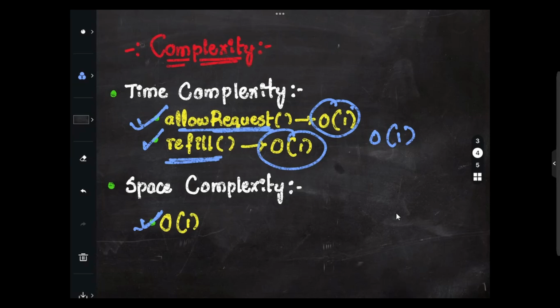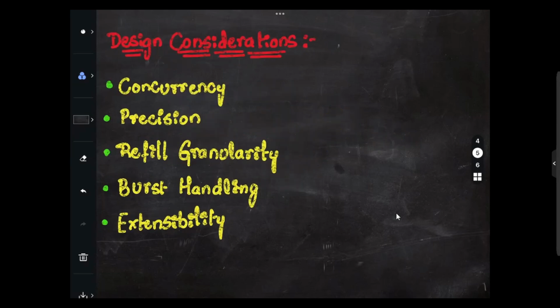So let's come to the last part, design considerations or the future scope. First part is concurrency. We have made use of synchronized, if you remember the code, right? We are going with the synchronized keyword just to ensure thread safety.